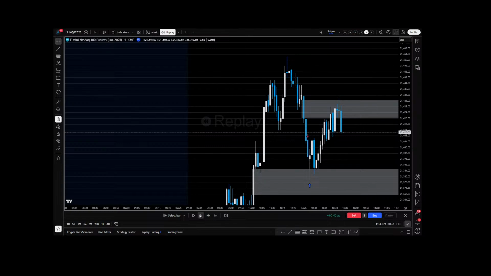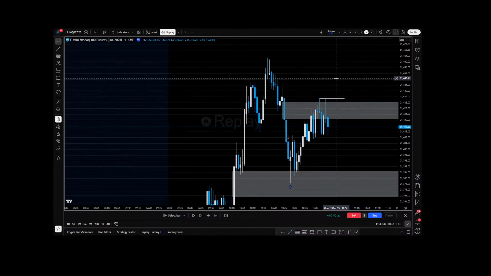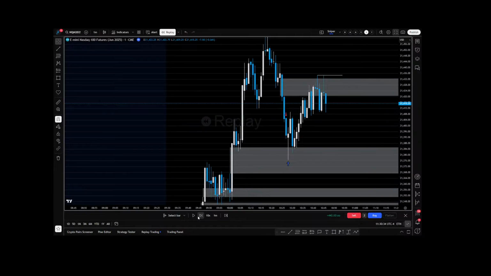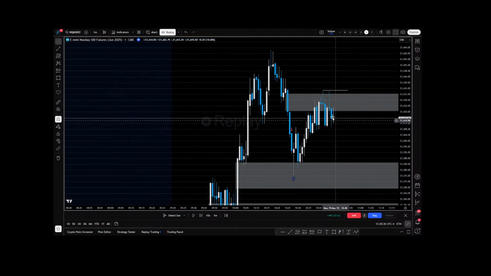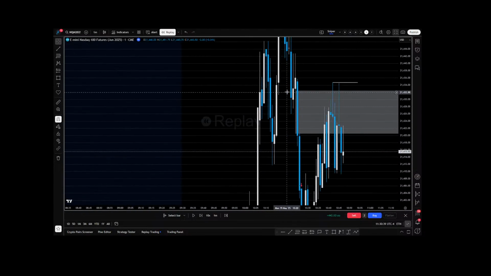Nothing actionable. Okay, created a bit of relative equal highs here. You do have, I'm not going to mark it out because it's in this 1 minute fair value gap, a small 1 minute fair value gap here. Both are holding.